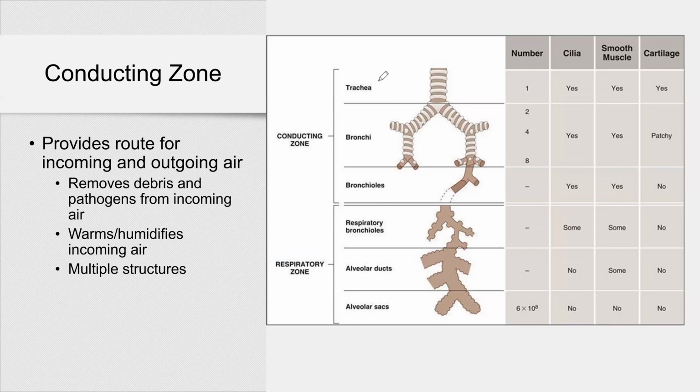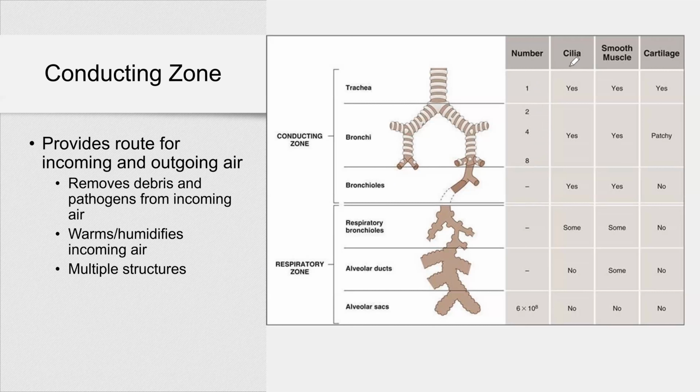The conducting zone includes the trachea, bronchi, and bronchioles. The respiratory zone starts with respiratory bronchioles, then alveolar ducts and alveolar sacs. You can see here the number of tubes: we have one trachea, two primary bronchi, then four secondary bronchi, and so on. Then you have eight branches of the bronchi, and then smaller tubes that you call bronchioles.